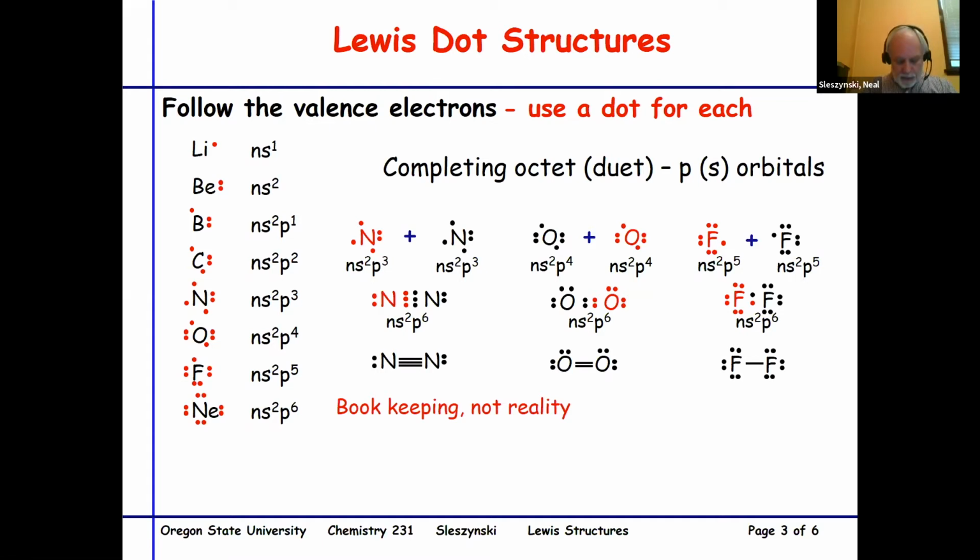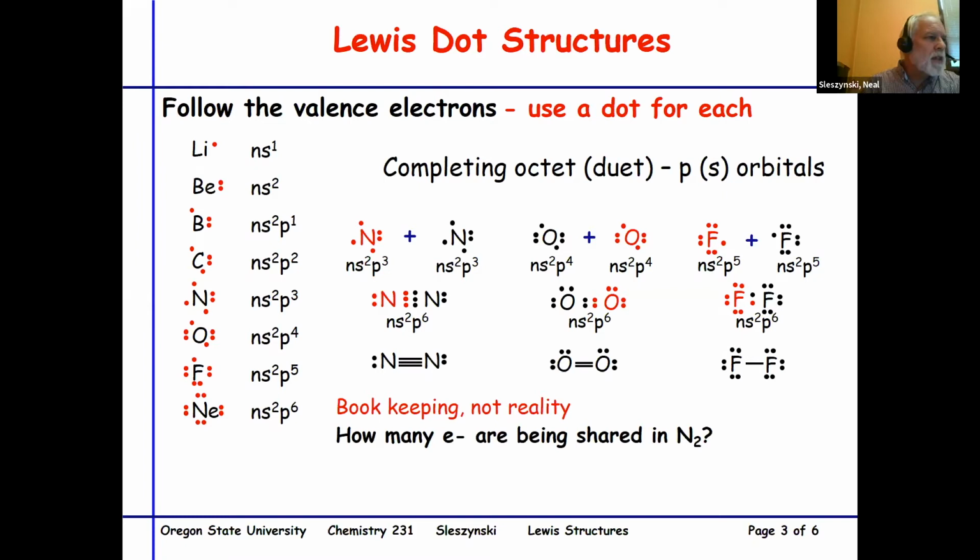All right, it's a way of keeping track of our valence electrons and how our valence electrons are paired up in single, double, or triple bonds. But this is not reality. We need to remember that as we move on to our molecular structures, which are meant to reflect reality.